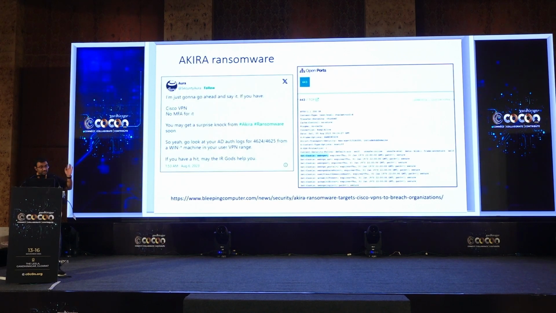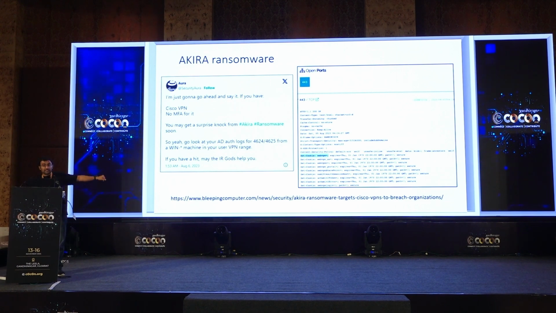So during this time, there was a tweet coming out from somebody named Aura. He says, "Cisco VPN, no MFA, you will get hit." That's all he says. He didn't give any further hints. The image on the right side was from us, which we shared with BuildingComputer.